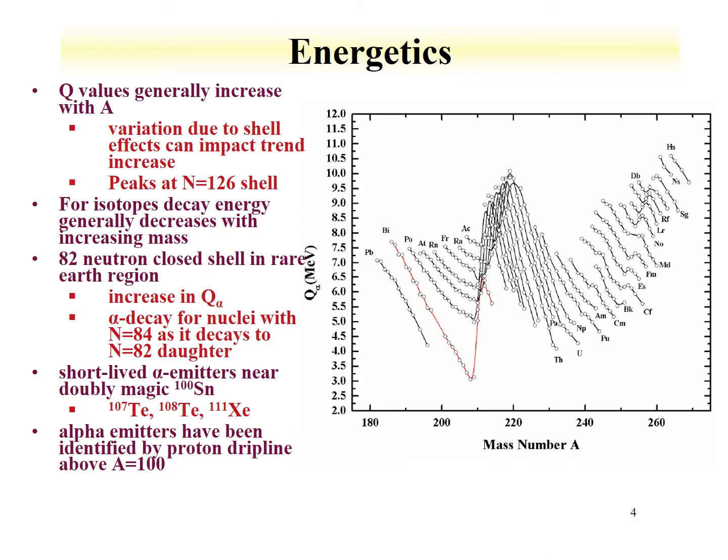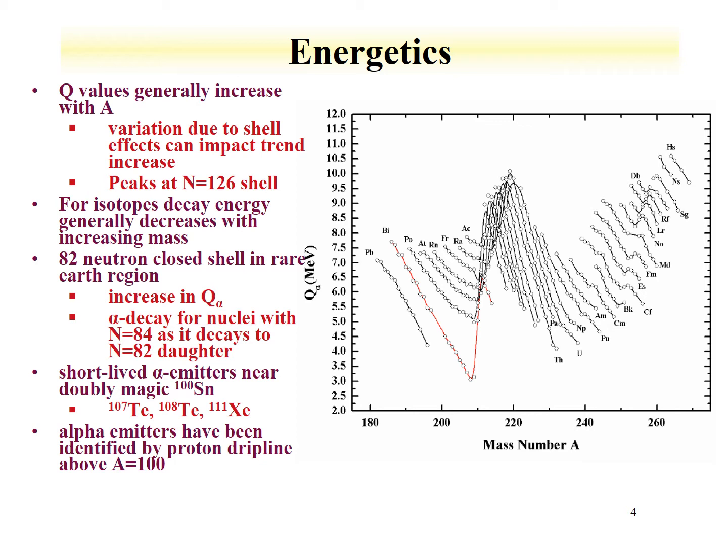There are some trends that can be observed with the Q-value energetics for alpha decay. One is that the Q value generally increases with A. So if we look at all the isotopes together and we increase A, we see a general trend that as A goes up, the Q value increases. However, this is not generally true for a given isotope. If I look at a given isotope, for instance the lead here, or the bismuth here, plutonium here, as I increase the A for a given isotope, the Q value generally decreases.